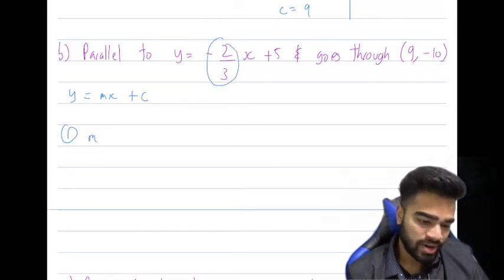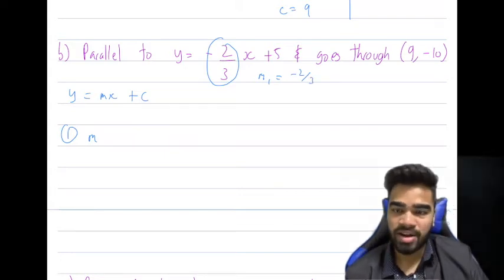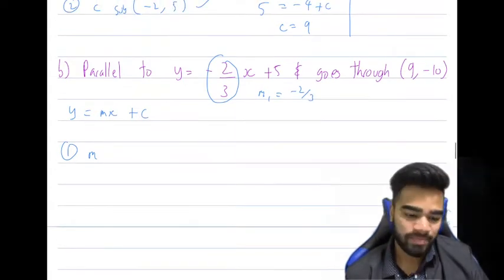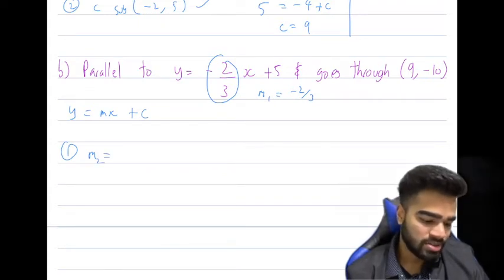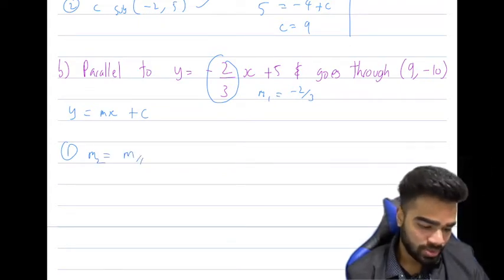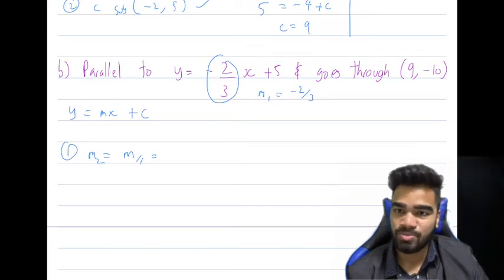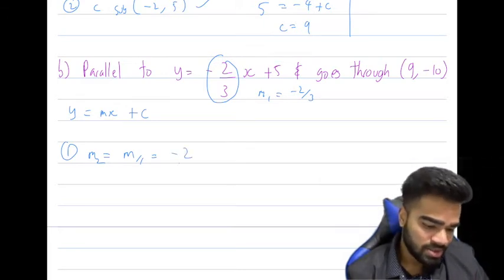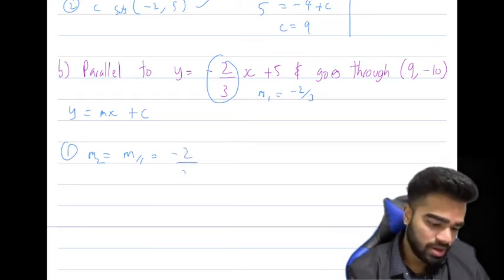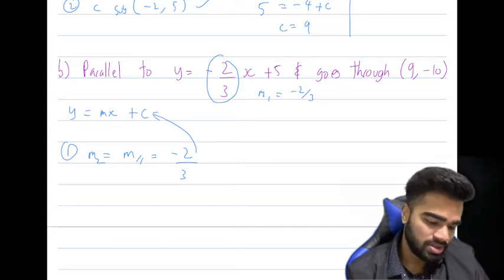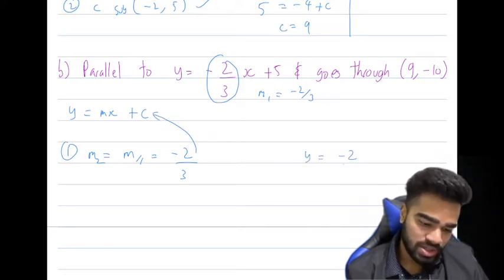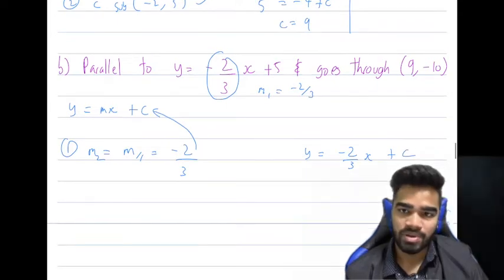What's the gradient? Well, the gradient of this graph, m1, we can say is -2 over 3. Then what's the parallel gradient? The parallel gradient is going to be the same thing. So the new gradient, m2, or m parallel, it doesn't matter which symbol you use, is equal to -2 over 3, which you sub into this. So you get the equation y is equal to -2 over 3 x plus c. All right, let's keep going.